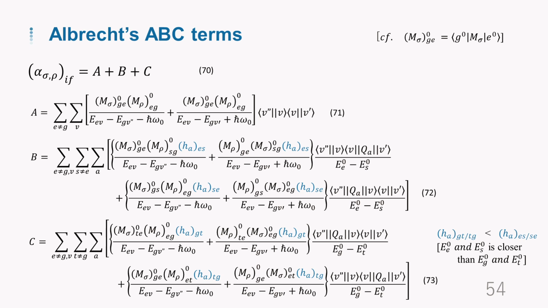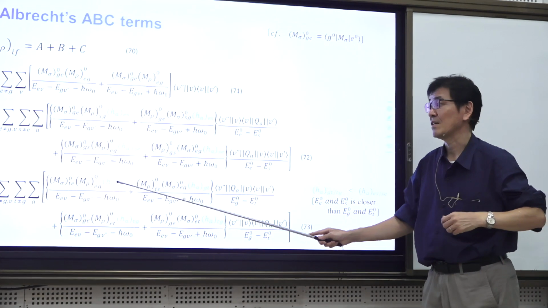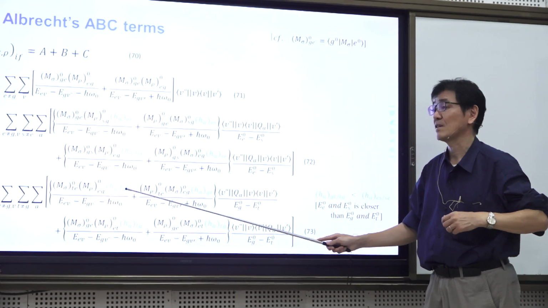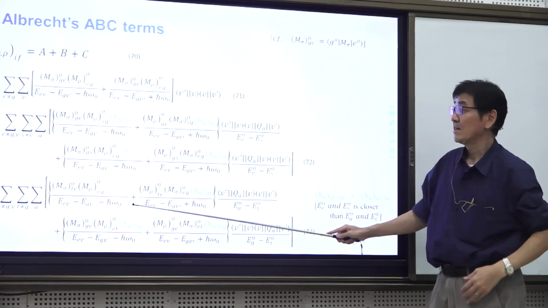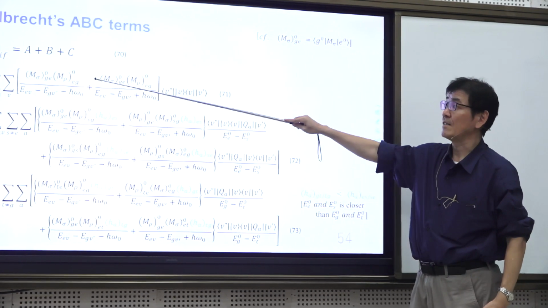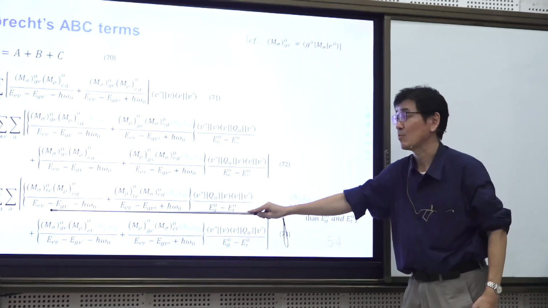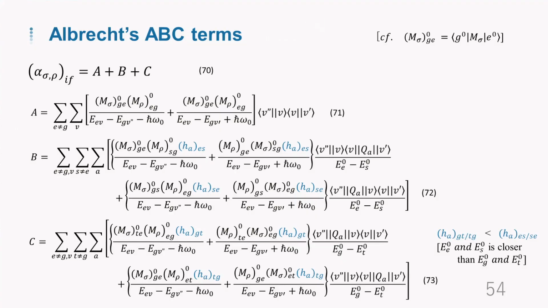So by introducing the Herzberg-Teller expansion, we can classify the Raman tensor into three groups A, B, C. A is the main part, B is the part containing the mixing term between the excited state and other electronic states. C is the terms containing the mixing coefficient between the ground and excited states. So A is the largest, B is medium, C is small. So this is the classification, the so-called Albrecht's ABC terms.